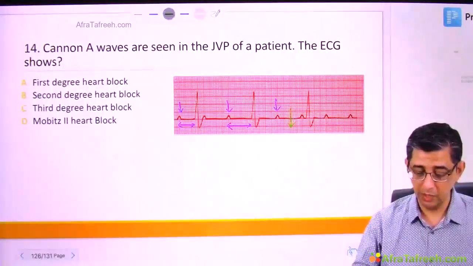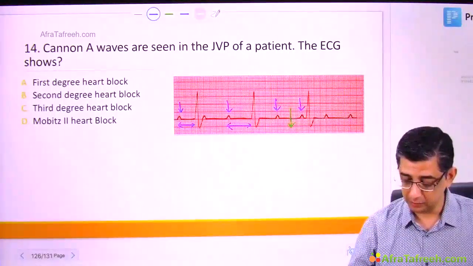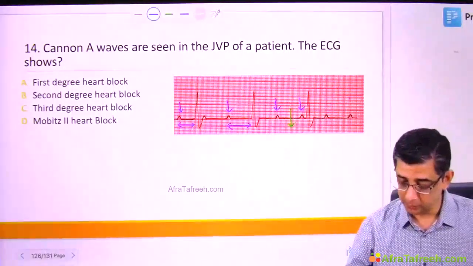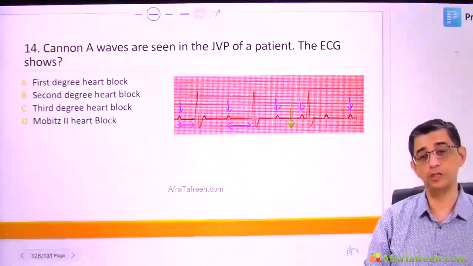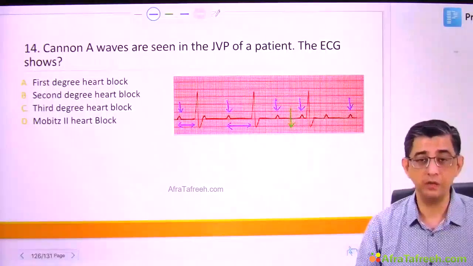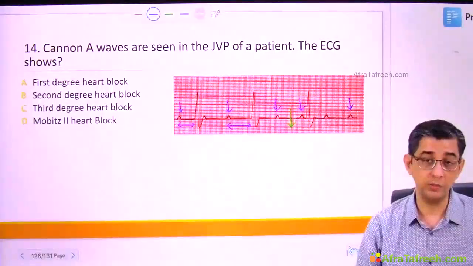Again a P wave. So just count the number of P's here. If I just put pointers here for the number of P waves present, you will notice that the number of P waves present is more than the number of R waves present. If you count, there are 5 P waves and there are 3 QRS complexes. So there has to be some problem with coordination.